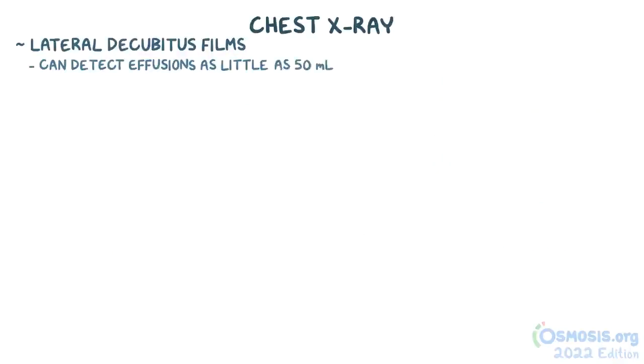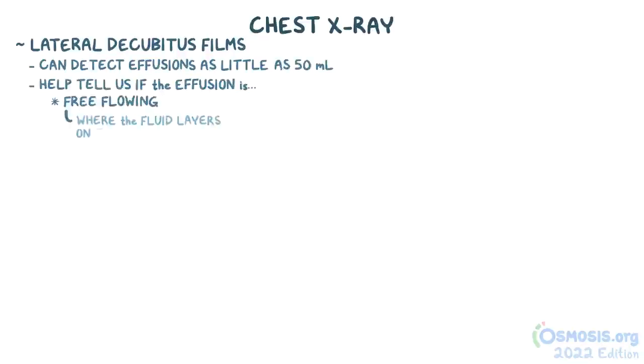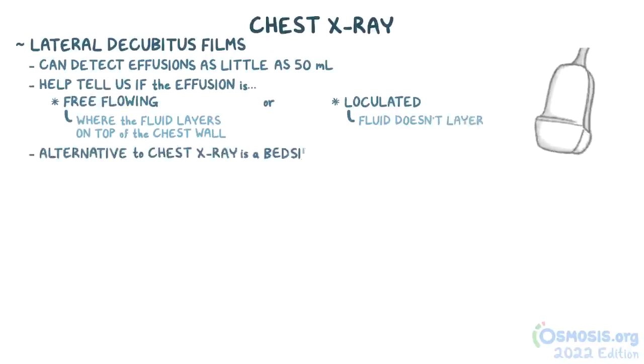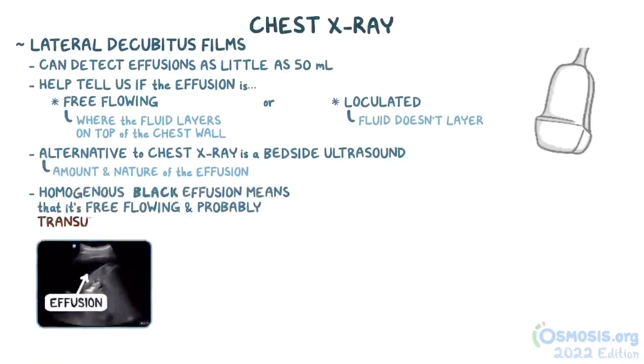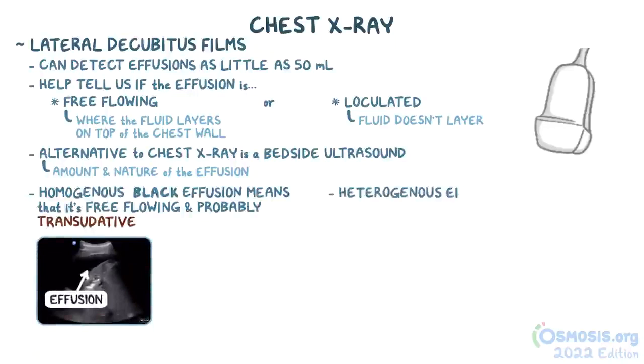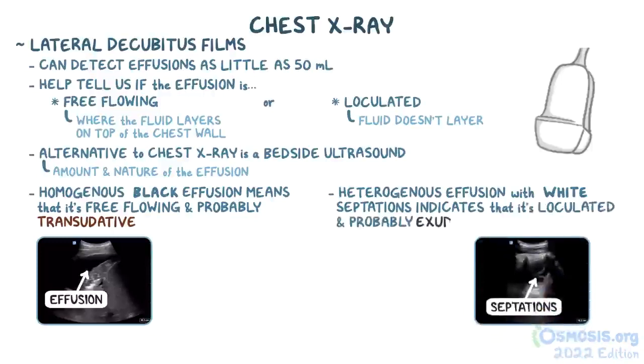Alright, now on the other hand, lateral decubitus films can detect effusions that are as little as 50 milliliters, and also help tell us if the effusion is free-flowing, which is where the fluid layers on top of the chest wall, or loculated, in which the fluid doesn't layer. An alternative to chest X-ray is a bedside ultrasound, and that can help determine the amount and nature of the effusion. A homogeneous black effusion means that it's free-flowing and probably transudative, whereas a heterogeneous effusion with white septations indicates that it's loculated and probably exudative.